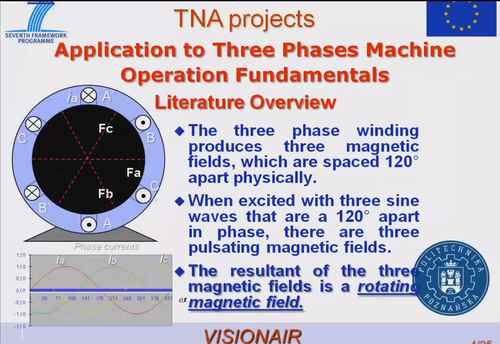Next slide presented some basic and fundamental operation in the three-phase electric machine, and especially the synchronous motor. So we have here the stator and the rotor. The rotor is basically built from permanent magnets, and the stator has three windings, which are separated apart by 120 degrees. There are three pulsating magnetic fields, and the resultant of these three magnetic fields is a rotating magnetic field.